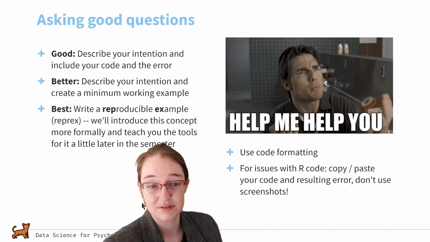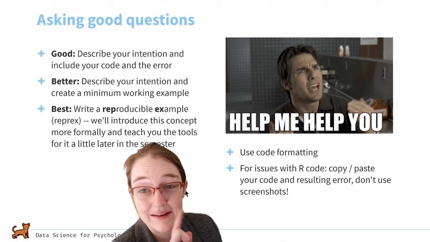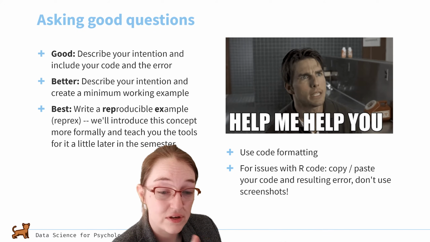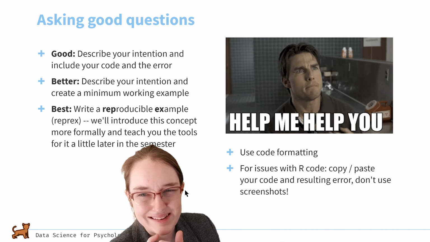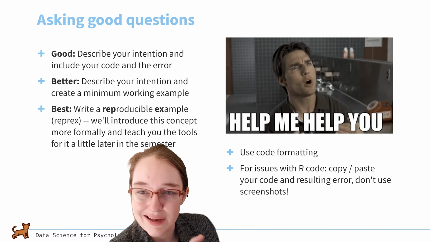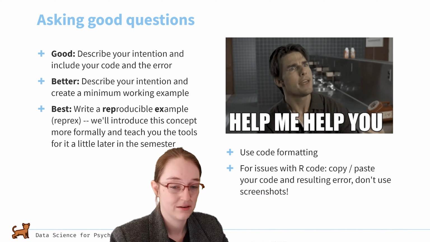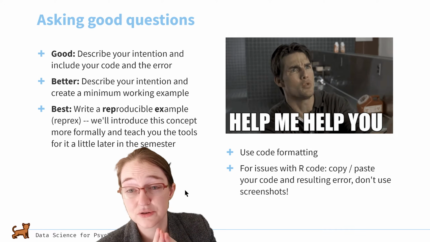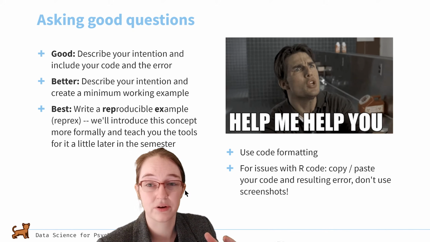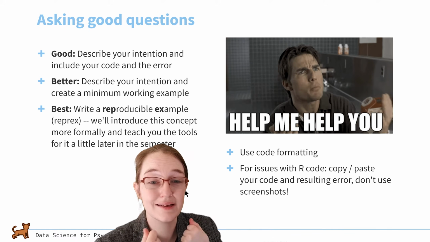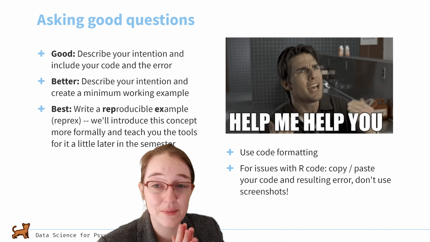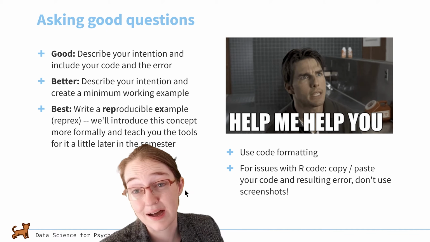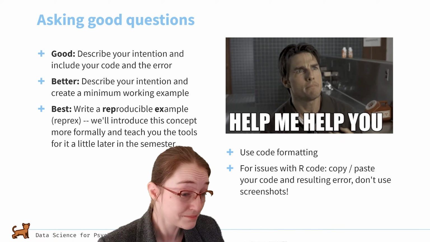So, pro tips. Help me help you. Use code formatting. Include your code for issues with R, as I already mentioned. Copy and paste your code and the error. Show me what you're seeing. Don't just use screenshots, although I'd rather you send me a screenshot than send me nothing. Don't just say it's broken. Give me your information so I can help you, and your colleagues and friends can help you.